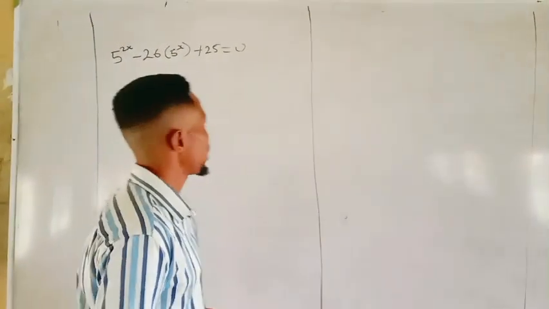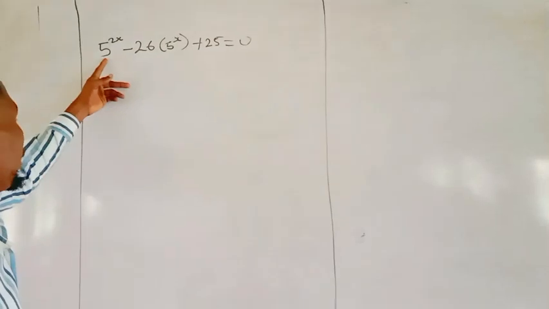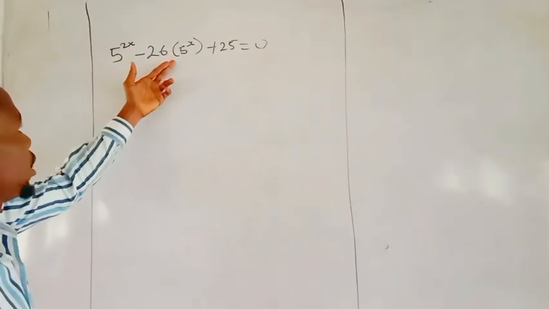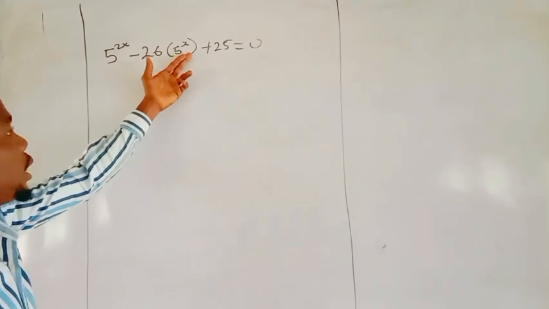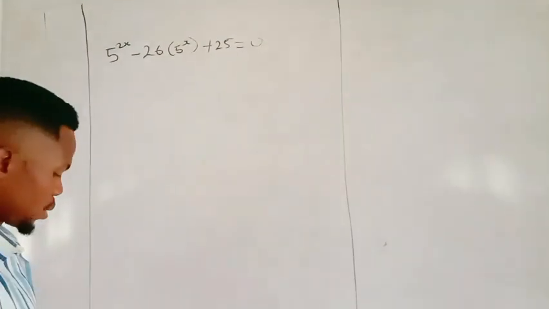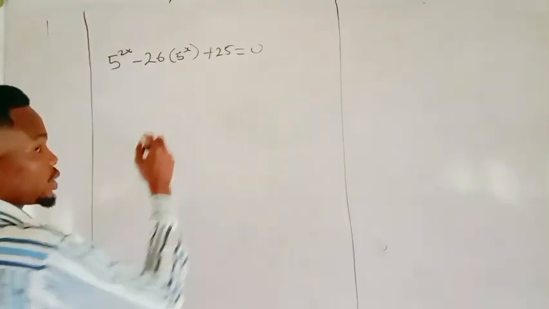Now, in today's tutorial, we have this question: 5 raised to the power 2x minus 26 into 5 raised to the power x plus 25 equals 0. Now, this is an exponential equation. So let's go straight to solve.